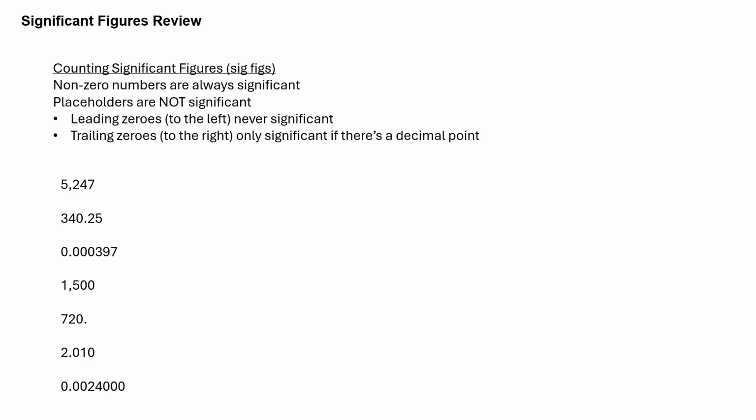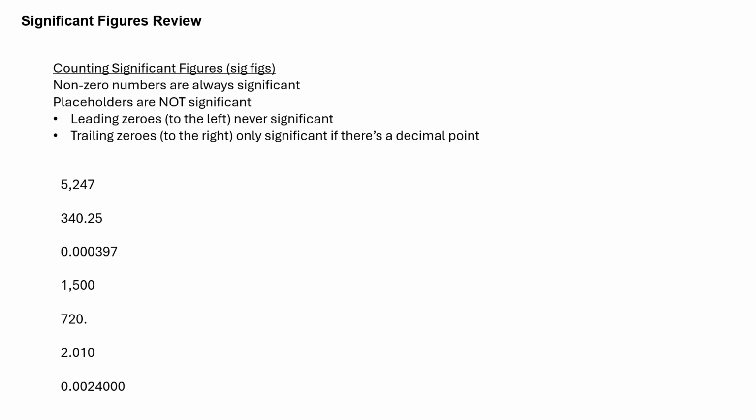So if we're taking a look at significant figures, we know a couple of rules. We know that any number that isn't a zero is always going to be a significant figure, a significant digit. Placeholders are not significant. Placeholders might happen as leading zeros on the left or trailing zeros to the right, and the rules are slightly different there. Trailing zeros are only significant if there's a decimal point. And of course, any zero that's sandwiched in the middle of other significant digits is going to be significant itself.